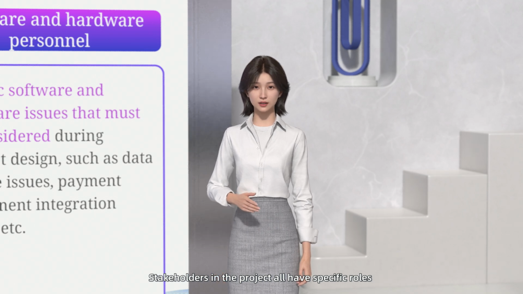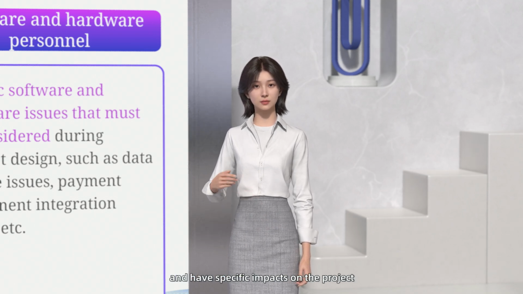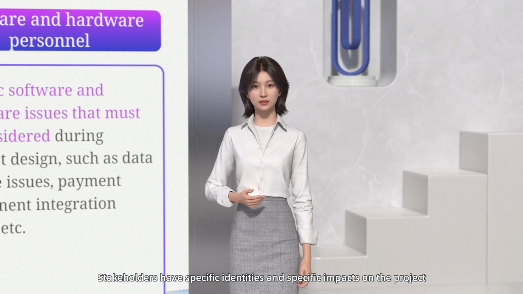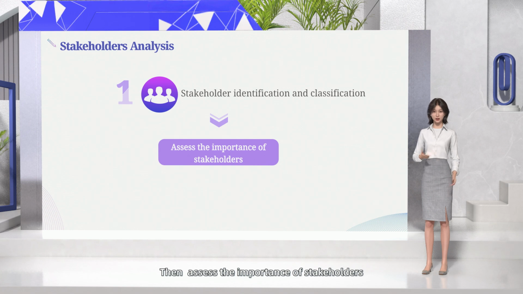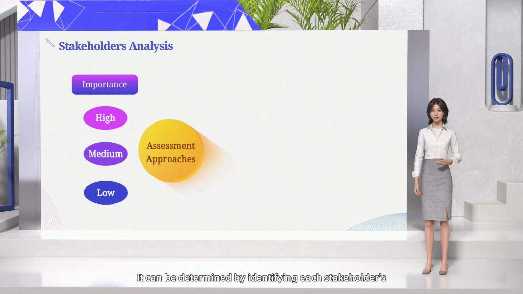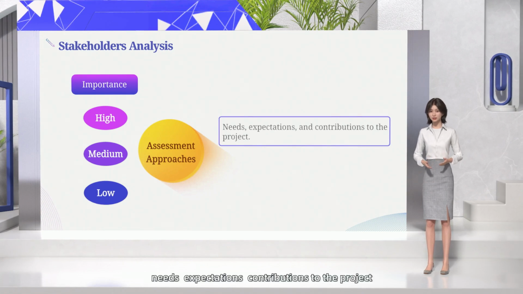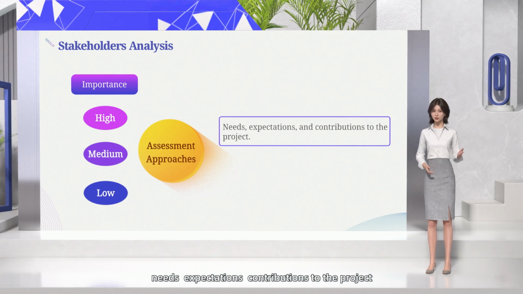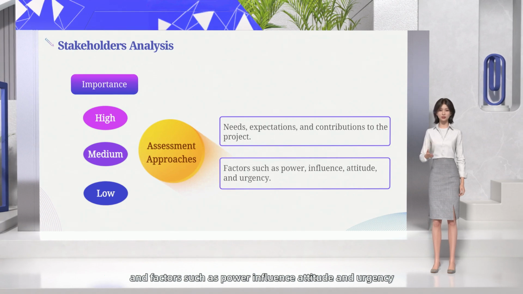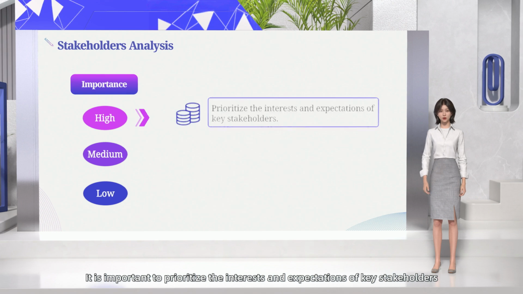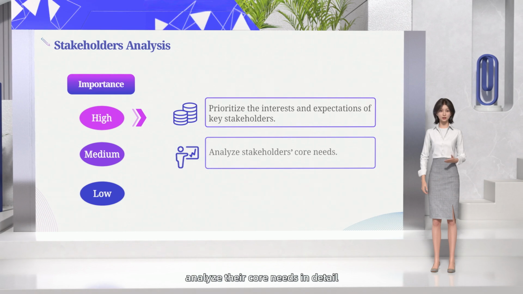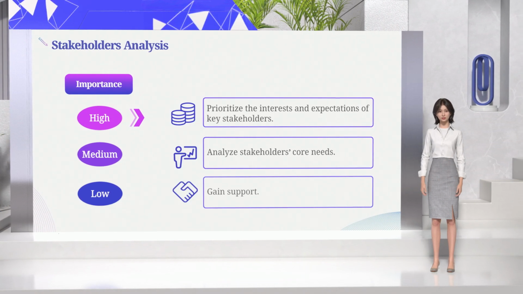Stakeholders in the project all have specific roles and have specific impacts on the project. Then, assess the importance of stakeholders. It can be determined by identifying each stakeholder's needs, expectations, contributions to the project, and factors such as power, influence, attitude, and urgency. It is important to prioritize the interests and expectations of key stakeholders. Analyze their core needs in detail to gain their support.